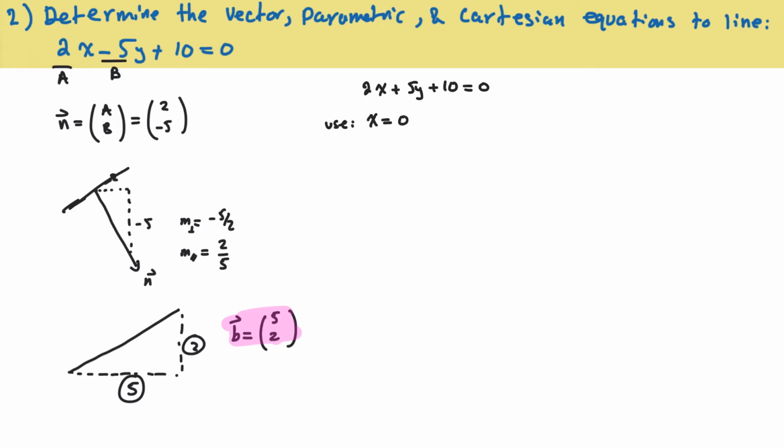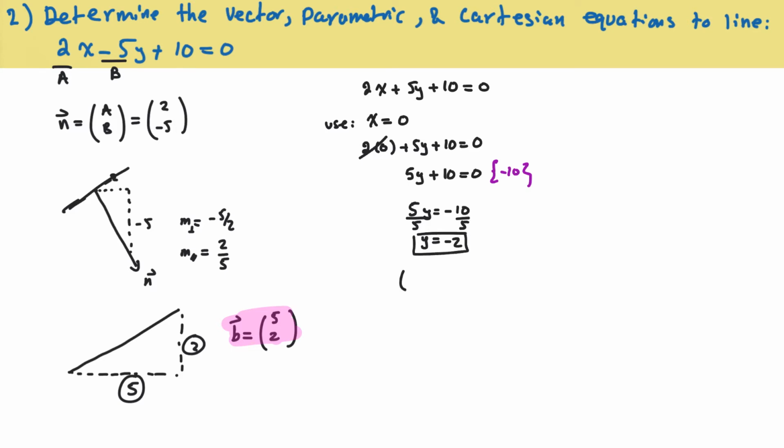And if we use x is equal to 0, we will get 2 times 0 plus 5 times y plus 10 is equal to 0. We are going to simplify. We will get 5y plus 10 is equal to 0 because this cancels. And we're going to subtract 10 from both sides, and we will end up getting 5y is equal to -10, and therefore y is equal to -10 over 5, which is -2. So therefore we know that the point (0, -2) is on our line.